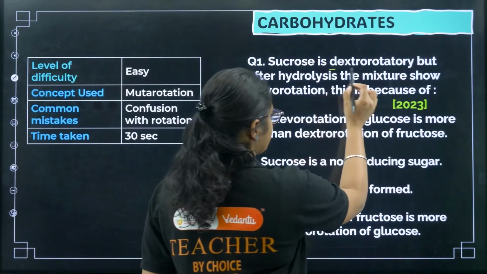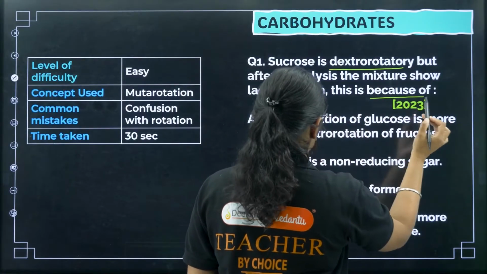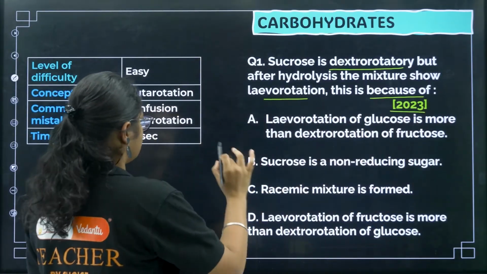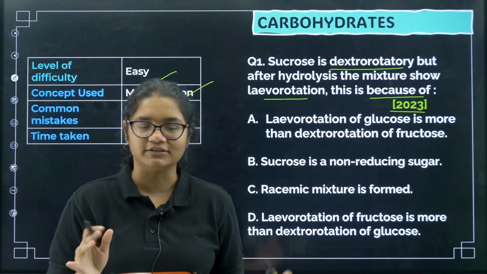Sucrose is dextrorotatory, but after hydrolysis the mixture shows levorotatory. This is because of. So this question was asked in 2023. The concept is mutarotation. Super easy question. 30 seconds is more than enough for this question.